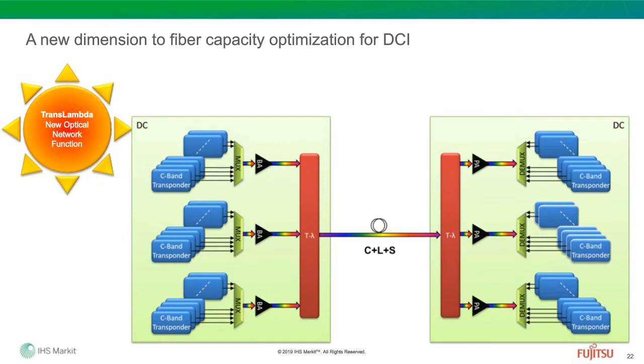A capacity example is like 76.8 terabit on the fiber using 192 channels of 400 gig, transmitting over C, L, and S band without having L and S band equipment. So basically, translambda is the latest innovation and cost-effective solution to multiply fiber capacity. And if you had not heard of this before, this webinar is where you first heard about translambda.